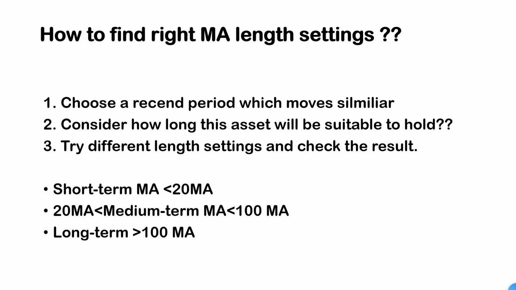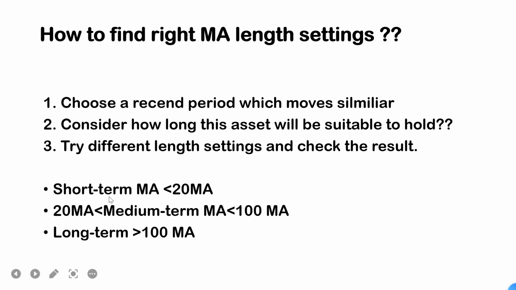For example, you may want long-term trading, short-term trading, day trading, or medium-term trading, swing trading. You need to check the chart and know what kind of trade this asset is suitable for. And thirdly, you need to try different length settings and check the result. Then how could I know what length setting I may need to try? Because there are tons of numbers for MA, right?